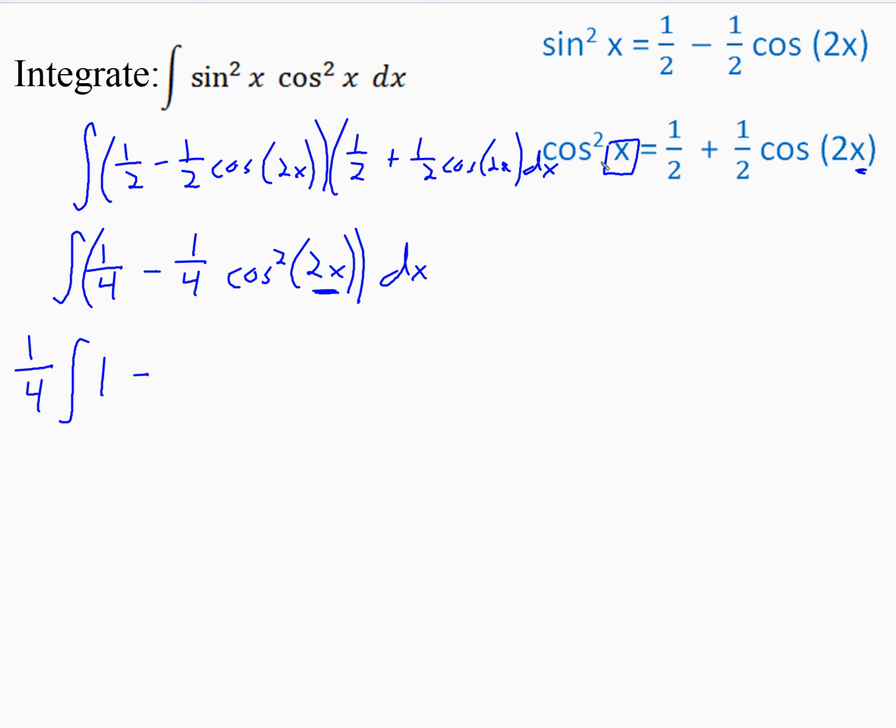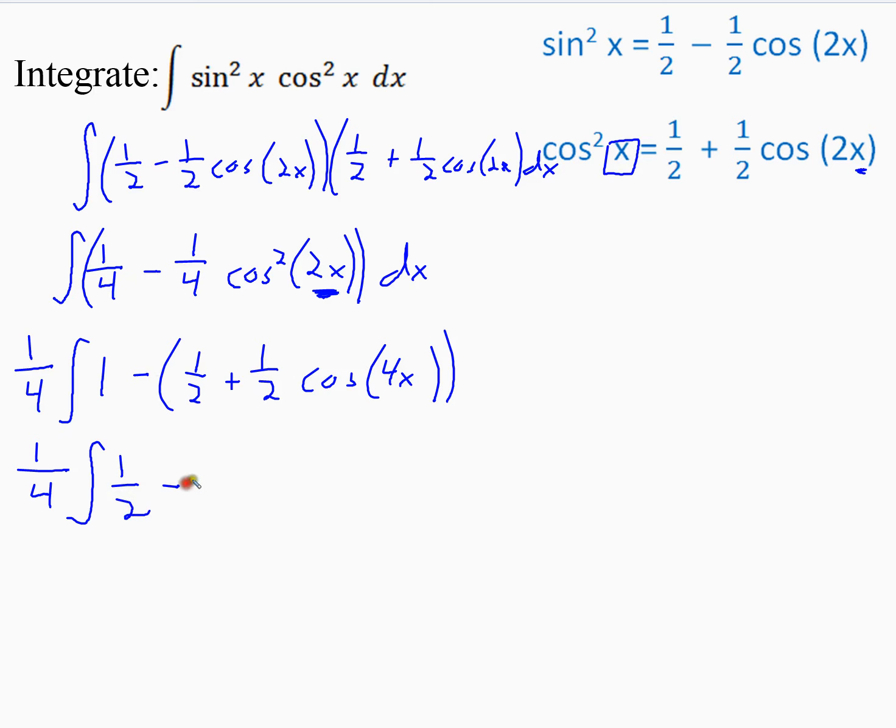So we'll have 1/2 plus 1/2 cosine of 2 times 2x, which is 4x. Distributing the negative, and then going ahead and using that. So we got a 1 minus 1/2, which is 1/2. And then we have the minus distributed here, so negative 1/2 cosine of 4x. And I forgot our dx.